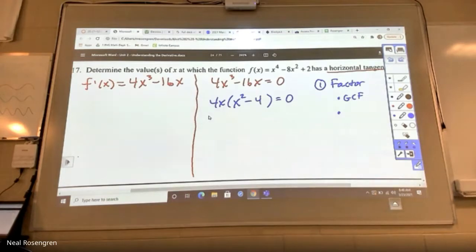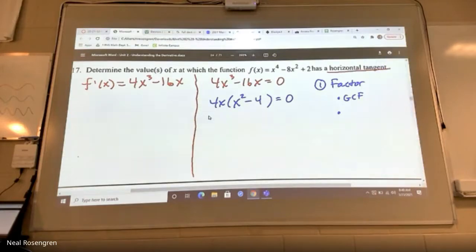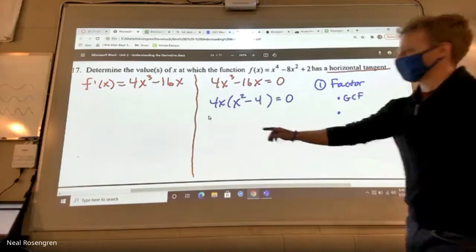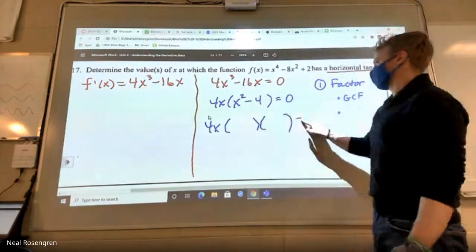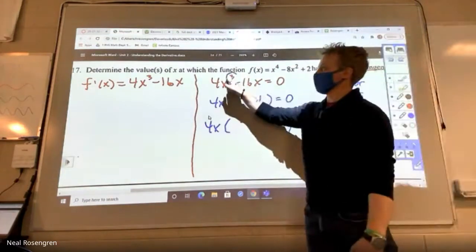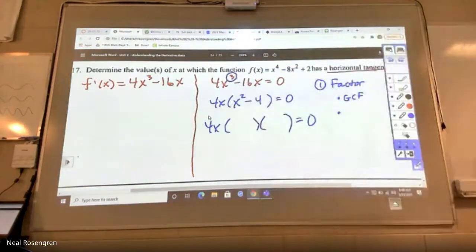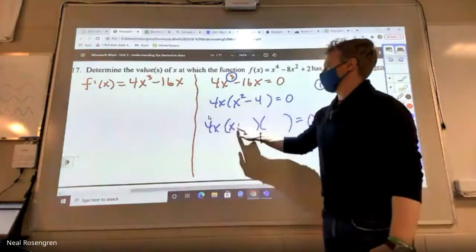Now that we pulled that GCF out, is there more that we can do? Is there something left in what's left inside that's factorable? Yeah, difference of squares, absolutely. So let's call this 3 factors. No surprise there. We could have 3 factors, right? X plus 2, x minus.